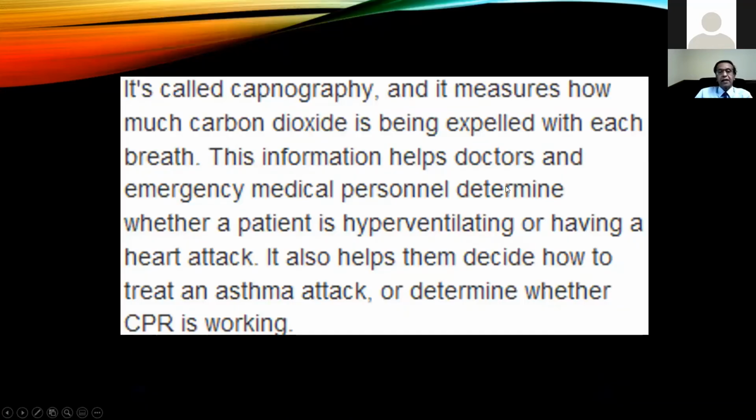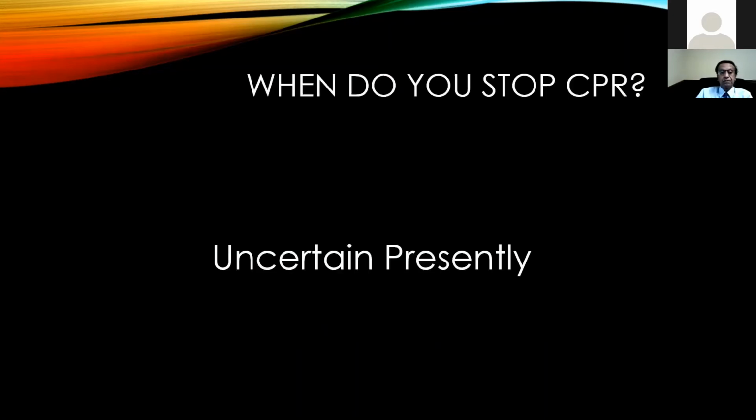And there they said, capnography measures how much carbon dioxide is being expelled from each breath. The information helps doctors and emergency medical personnel determine whether a patient is hyperventilating or having a heart attack, in layman's terms. It also helps them decide how to treat an asthmatic attack, and this is important because the CO2 waveform is abnormal during asthma, as we know, and to determine whether CPR is working. Remember, this is a public forum news channel on the value of capnography.